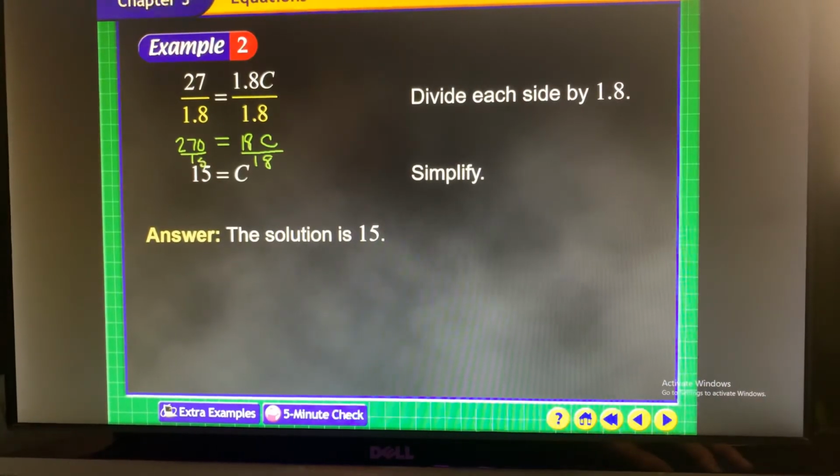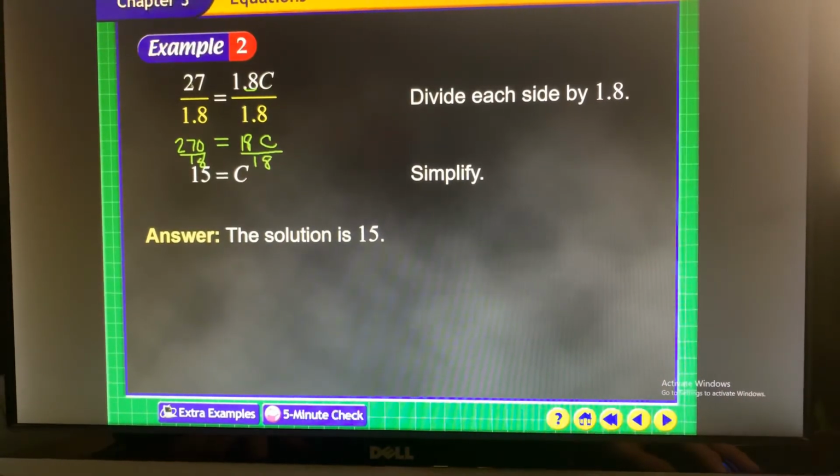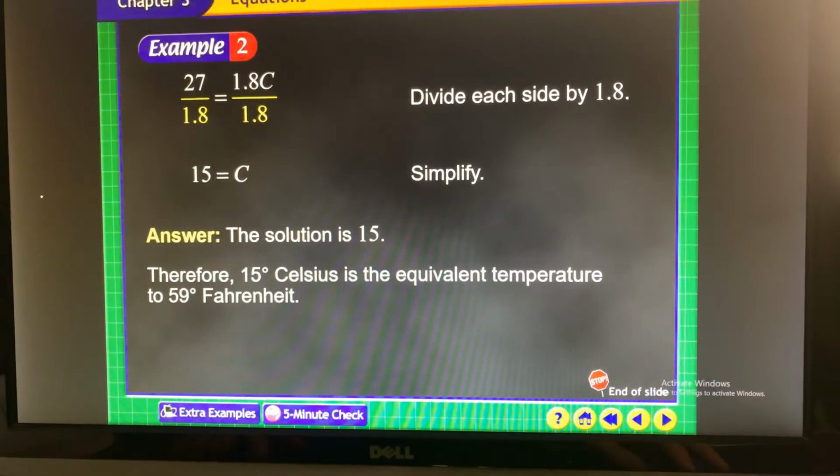And then you go ahead and divide both sides by 18. Why did I multiply it by 10? Well, because I only wanted to move that once. If I had to move it twice, I'd multiply it by 100. And whatever I do to one side, I have to do to the other. So if I multiply this side by 10, multiply this side by 10. So that's a good way to get rid of your decimals.